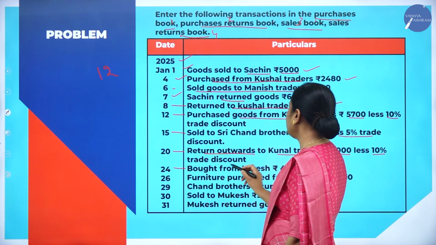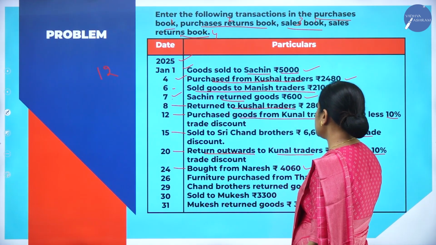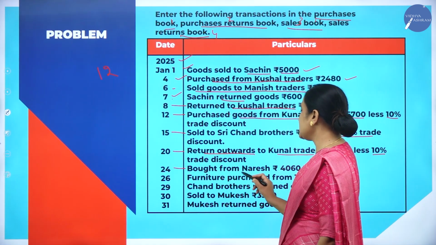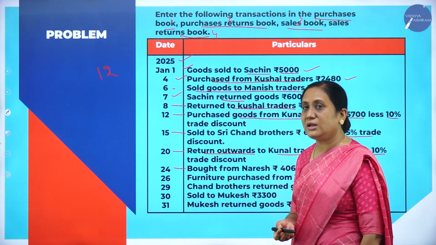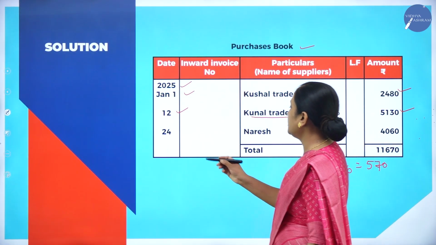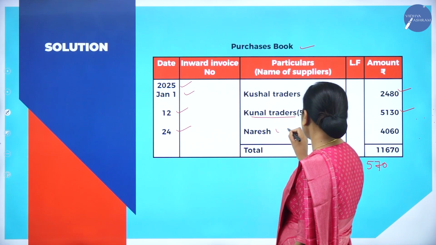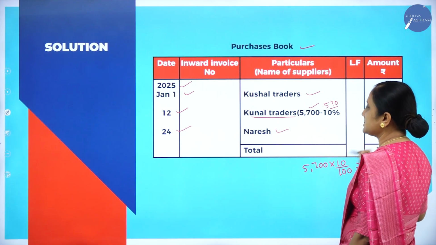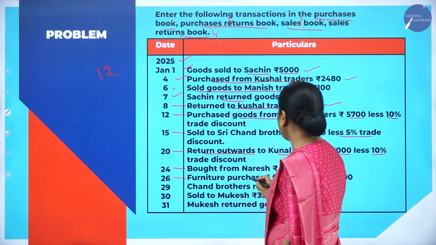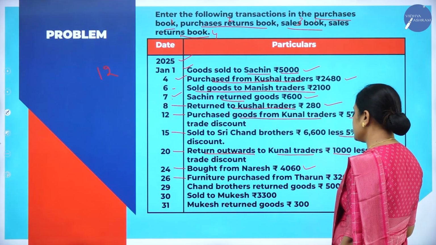24. Bought from Naresh rupees 4,060. Bought means what? Purchased. The business has purchased from Naresh. So where should we enter? We have to enter in a book called the purchases book. 24. Naresh 4,060. Done. Next. 26. Furniture purchased from Tarun rupees 3,600.